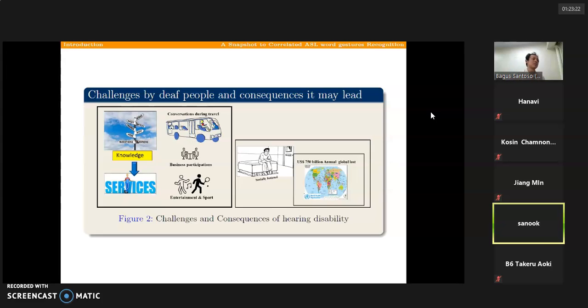They need to satisfy their basic needs of life. As we can see, the deaf need to acquire knowledge, they need to acquire education, they need to engage in businesses, and they need to participate in sport and entertainment. Sometimes deaf people need to communicate during traveling, like inside a vehicle, like inside the bus, as we can see in the picture, where deaf people communicate with normal hearing people during the travel or during the walking.